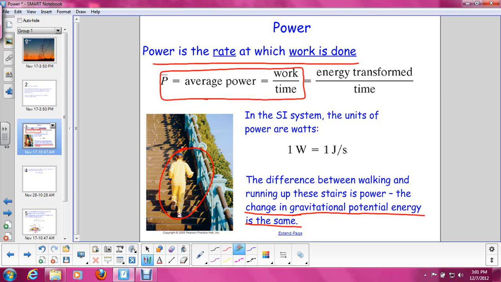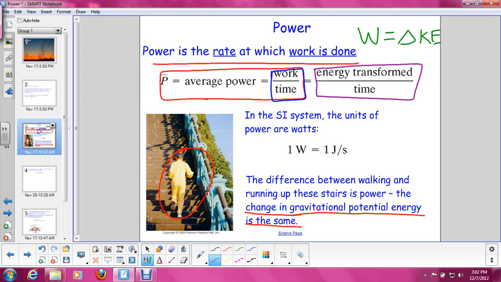And remember, we've already learned about something called the work-energy theorem. And hopefully you all know what that is by now. The work-energy theorem tells us that the amount of work done on an object or by an object is equal to its change in kinetic energy. So if our definition of power is work divided by time, we can also think of it as the amount of energy that was transformed over time. Your change in kinetic energy.